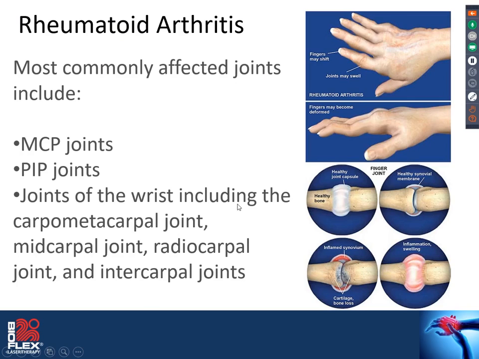Rheumatoid arthritis typically affects slightly different joints than osteoarthritis, oftentimes the knuckle joints or the MCP joints. It can also affect the proximal interphalangeal joints, and also occasionally the wrist itself: the carpometacarpal joint, midcarpal joint, and radiocarpal joint, as well as the joints in between the carpal bones.